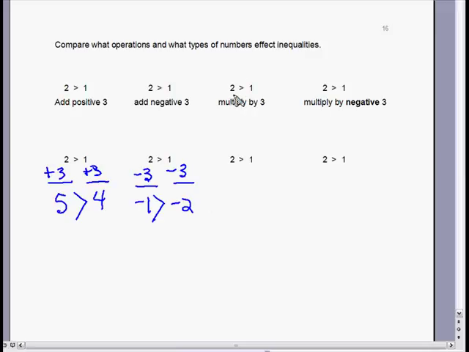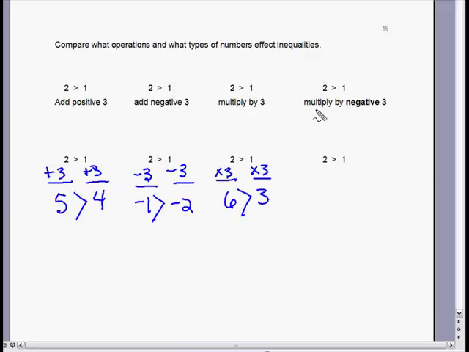If we take this statement again, 2 is greater than 1, and we multiply by 3, how would that affect things? So if we multiply this side by 3, we get 6. We multiply this side by 3, we get 3. And we can see that 6 is still greater than 3. So it appears that nothing changes with inequalities, just like equations. You can add and subtract the same amount to both sides, multiply, and it doesn't change things.